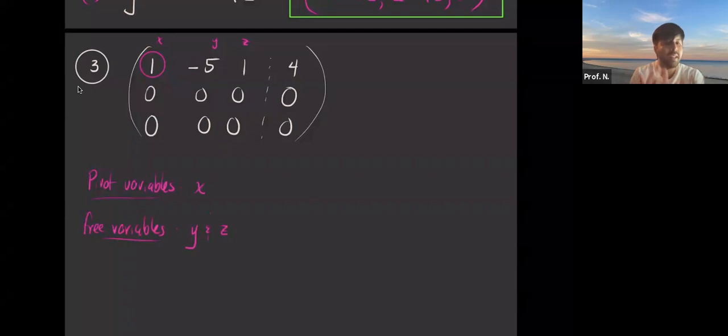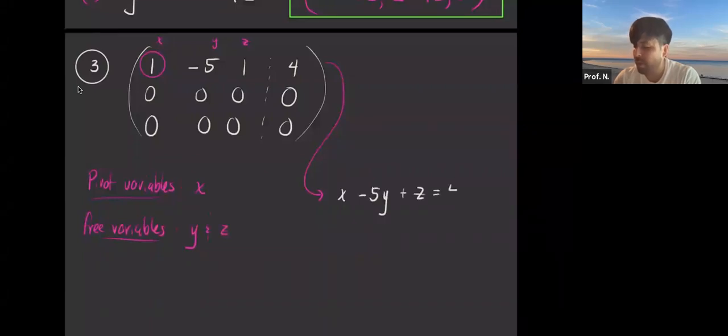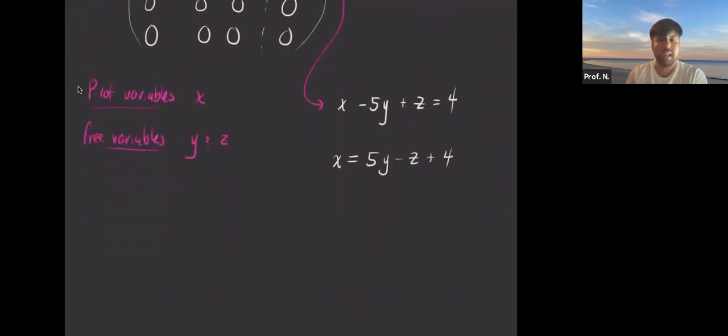And then what would be the dependencies? What are the dependencies between x and y and z? So we'd say what? X is from the first row, right? What's the first row say? The first row says x minus 5y plus z equals 4. So what does x equal? X equals 5y minus z plus 4. So x depends not only on y, but also on z at the same time. And then what is y going to be? Y could be anything, and z could be anything.